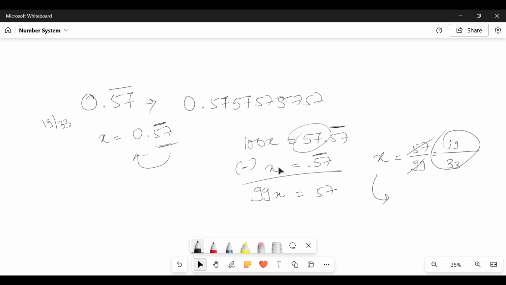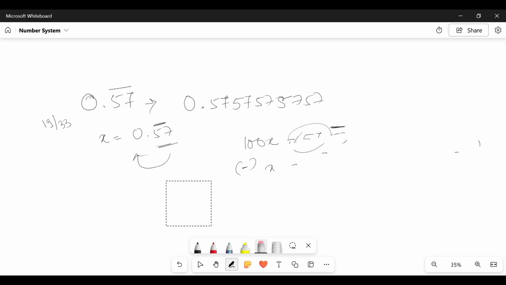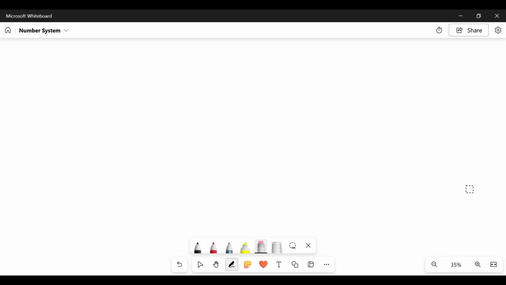What we need to ensure is we are able to convert this recurring non-terminating number into a whole number first before the decimal, and then subtract it to ensure that we are able to arrive at a rational number. So let's take a few more examples so that we are confident.